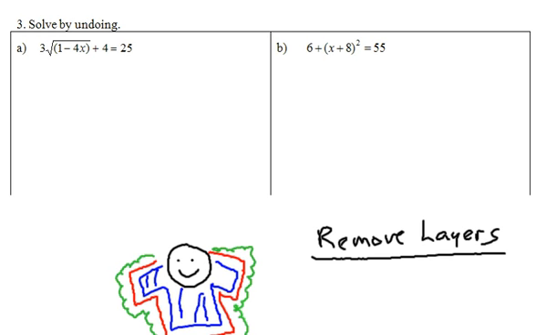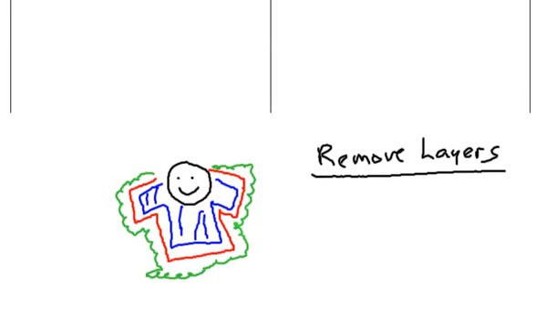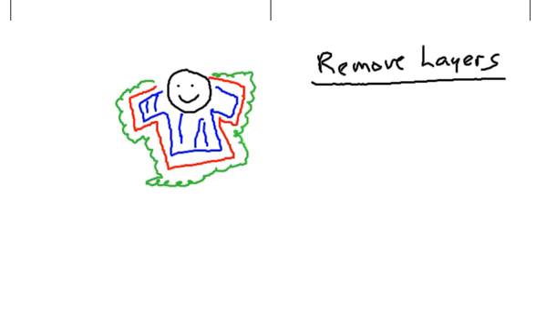Welcome. This is a tutorial on solving by undoing, which is a great skill that you need for Algebra 2, Algebra 1. Anytime you're solving for x, this applies. So I want to start off with an analogy before we do the actual problem. And that is, this is Happy Bob.